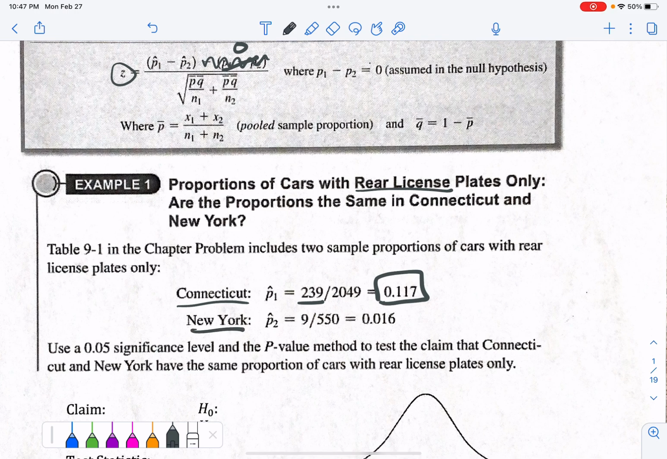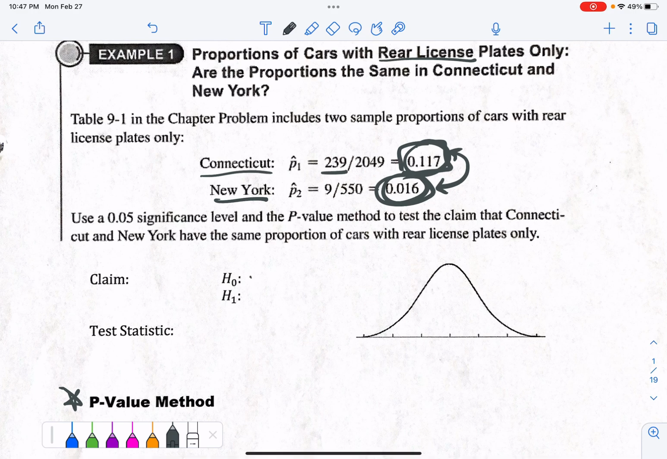In New York, only 2%, or 1.6%, has rear license plates only. So we're trying to say, are those 2 percentages the same as each other? Do you think almost 12% is the same thing as almost 2%? I don't really think so. But we're going to say for our null hypothesis that they are equal to each other.